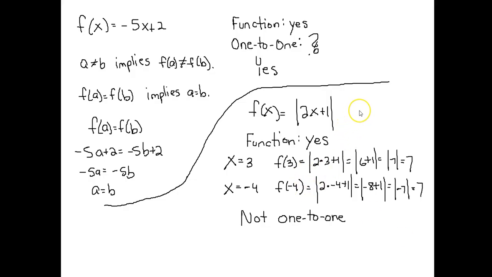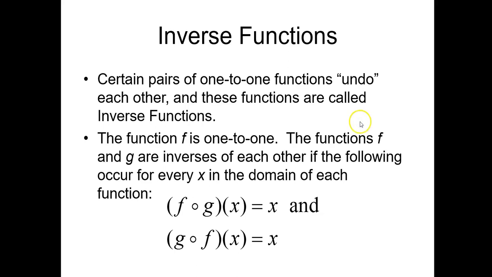All right, so this one-to-one idea, we can use our knowledge about that to help us now talk about inverse functions. Certain pairs of one-to-one functions undo each other, and these functions are called inverse functions. Okay, let's say you have a one-to-one function called f, and you have another function, g, that's also one-to-one. If you can do the composition of f of g and get x, and also do the composition of g of f and get x, then you know you have a pair of inverse functions. f is the inverse of g, g is the inverse of f.